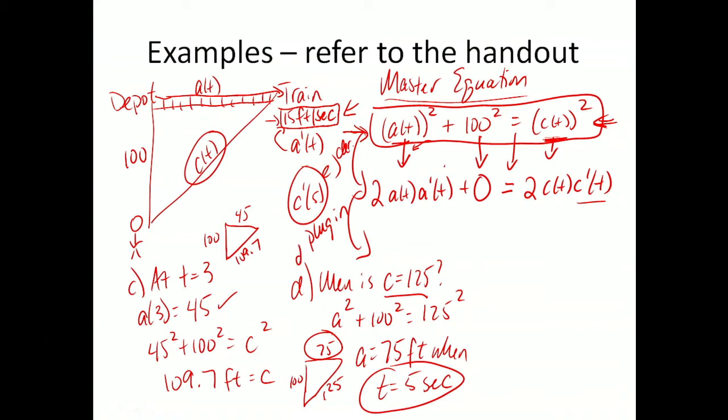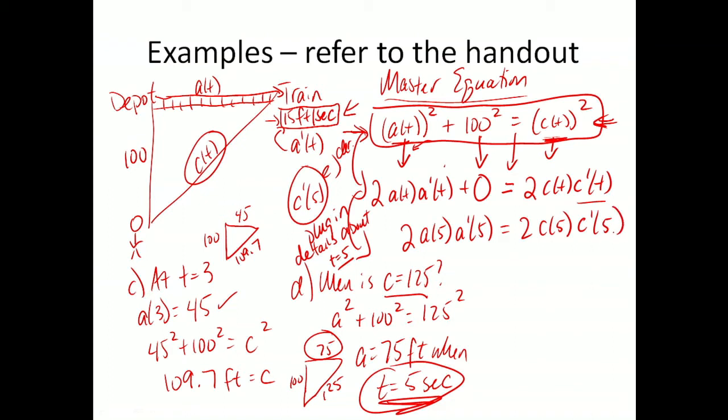Plug in details or facts about the moment in question, which is time 5. Remember, that was my whole point down here: I want to know what's happening when time is 5. Well, what do I get? I'd get 2a of 5 times a prime of 5. That's 0, so I don't need to write that down. And then 2c of 5, c prime of 5. The whole point is that after I've taken the derivative, that's true at any time t. So in particular, it's true at the time that I care about, which is time 5.